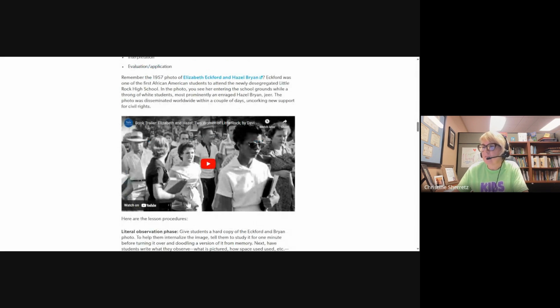I love this. This is a video, but it's also a picture. It's a very famous picture. This is in 1957. This is Elizabeth Eckford and Hazel Bryan. Eckford was one of the first African-American students to attend the school in Little Rock, Arkansas. And in this photo, you can see her entering, and then look at the picture.